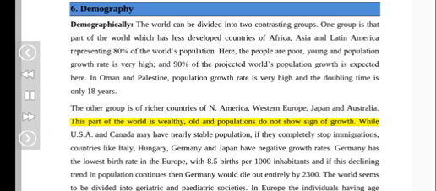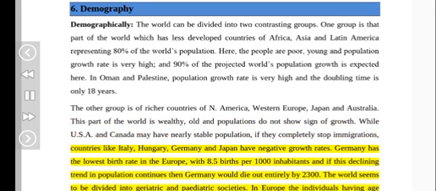This part of the world is wealthy, old, and populations do not show sign of growth. While USA and Canada may have nearly stable population, if they completely stop immigrations, countries like Italy, Hungary, Germany, and Japan have negative growth rates. Germany has the lowest birth rate in the Europe, with 8.5 births per 1,000 inhabitants, and if this declining trend in population continues, then Germany would die out entirely by 2300.